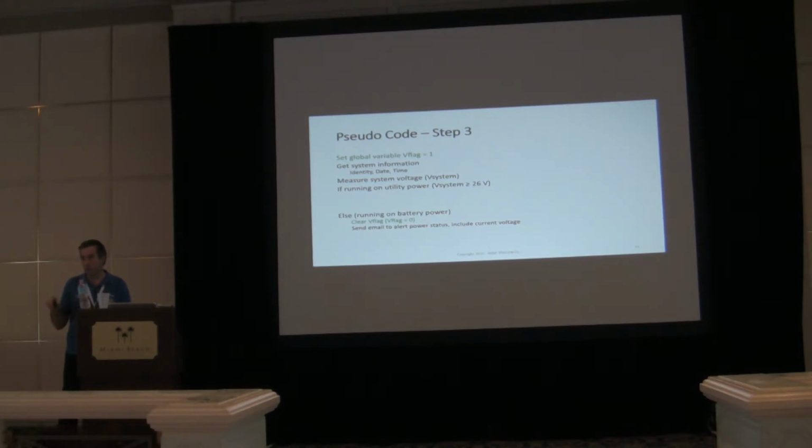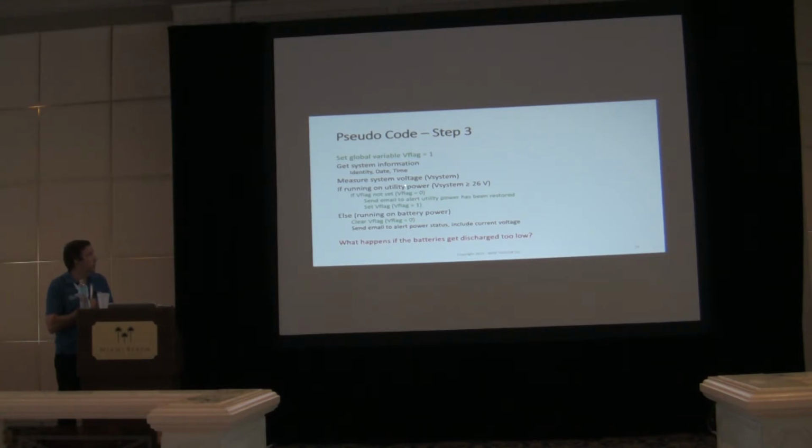So next time the program runs, we have a scheduler set there, and we'll set it to run, say, every 15 minutes or half hour, whatever you want. The next time it runs, it knows what vFlag was the last time it ran. So when we go down here, when we're running on battery power, we clear the flag. We set it to 0. So now when our power goes out, we set it to 0.